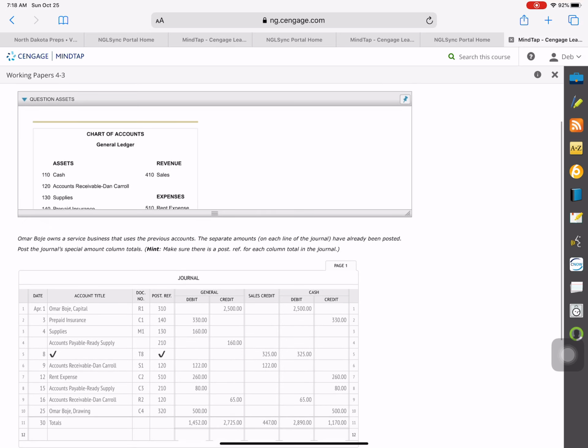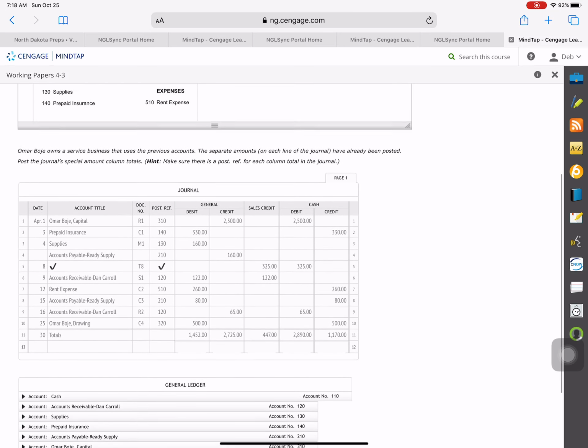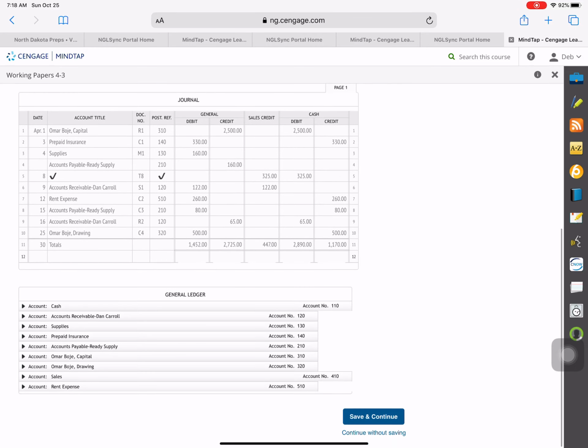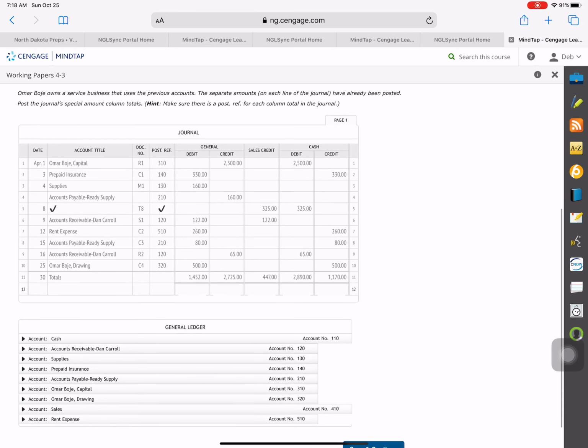In here, you will notice your chart of accounts at the top, and they say they own a service business that uses the previous accounts. The separate amounts have already been posted because we did that in our last lesson. And they want you to post the journal special amount column. Make sure there's a post reference for each column total in the journal.